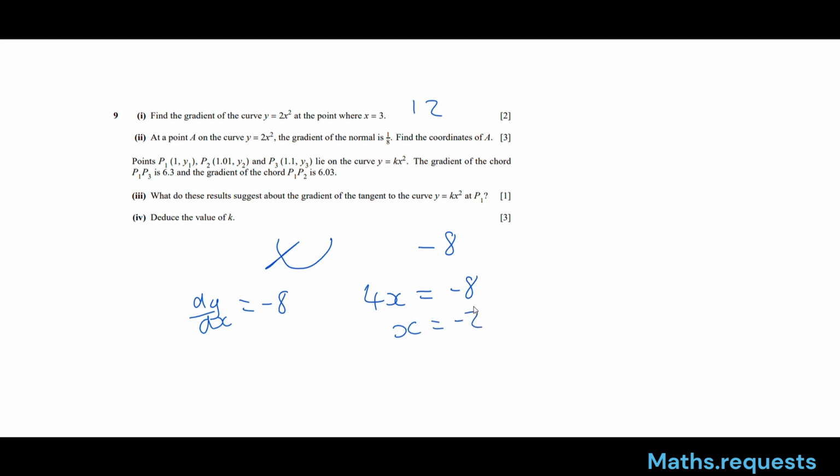So find the coordinates of A. So we know the x coordinate is minus 2, then y equals 2x squared, so it equals 2 times (minus 2) squared, which is 8. So the coordinates are (minus 2, 8).